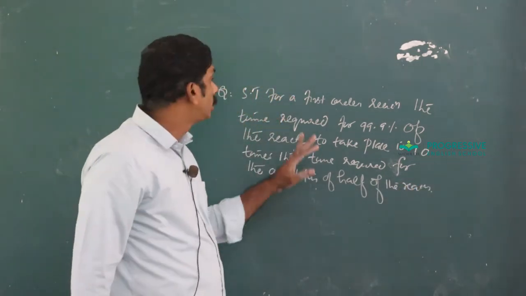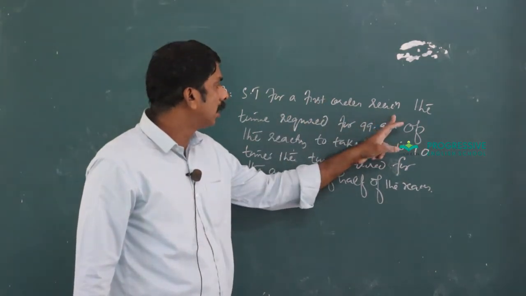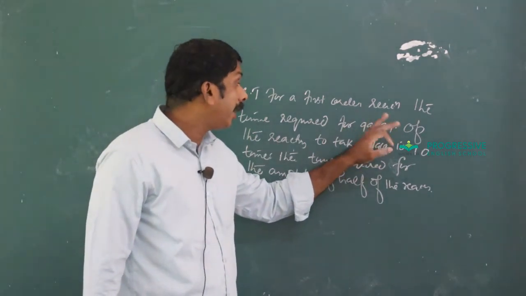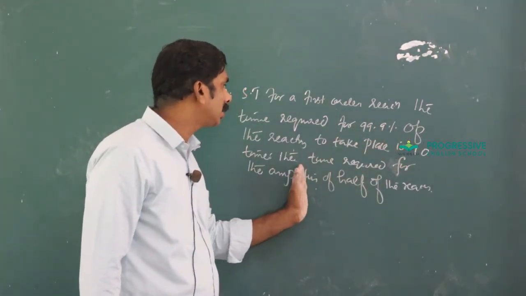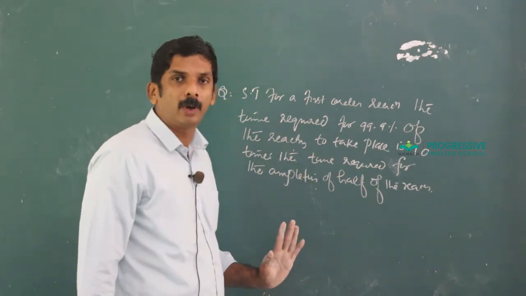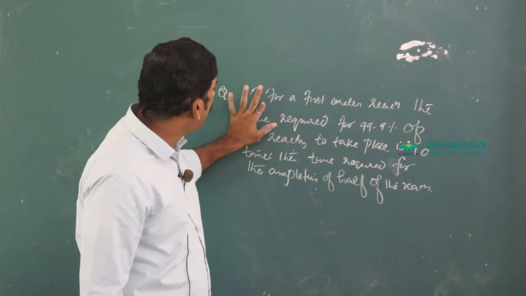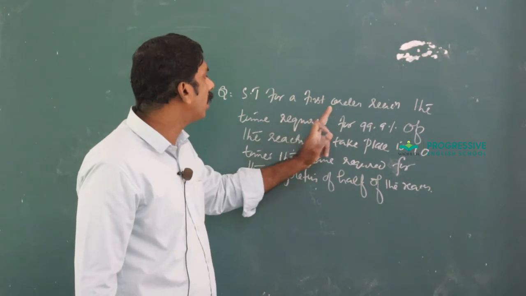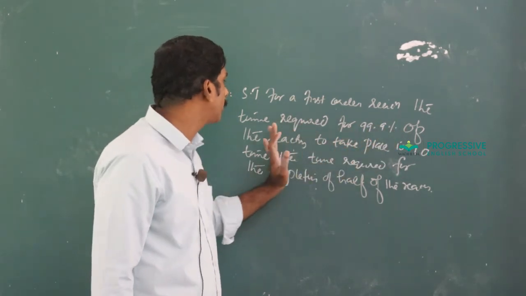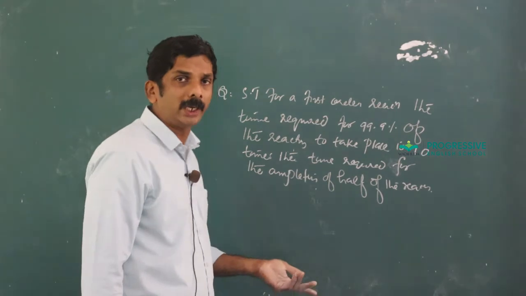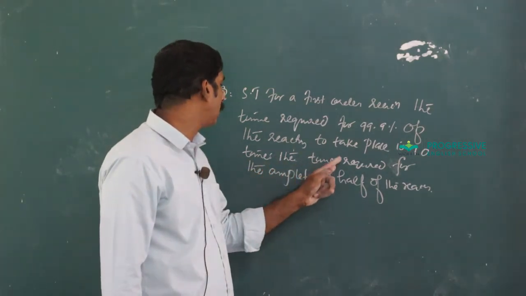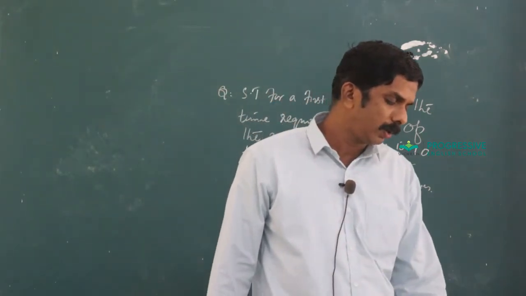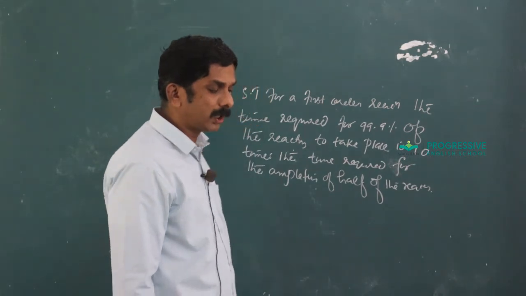Show that for a first order reaction, the time required for completion of 99.9% is 10 times that of t half. You have to prove that, or show that for a first order reaction, the time required for 99.9% of the reaction to take place is 10 times the time required for the completion of half of the reaction. Here we can use two equations.